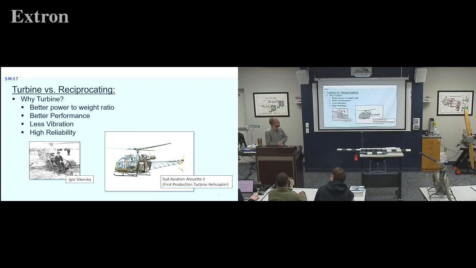All right, so turbine versus recip, right? Why turbine? Better power to weight ratio, right? Because we want lighter aircraft. They're not going faster, though they could. Better performance, less vibration, okay? And then higher reliability. Here's Sikorsky with his recip, he's the first designer of it. And then this is also his first power turbine helicopter over there on the right.